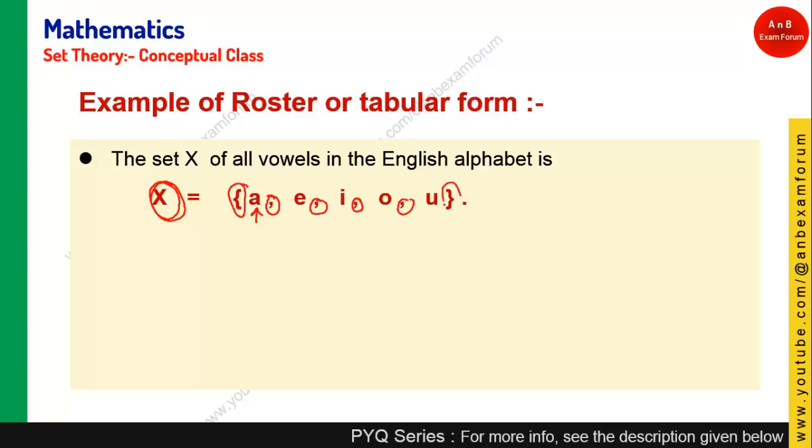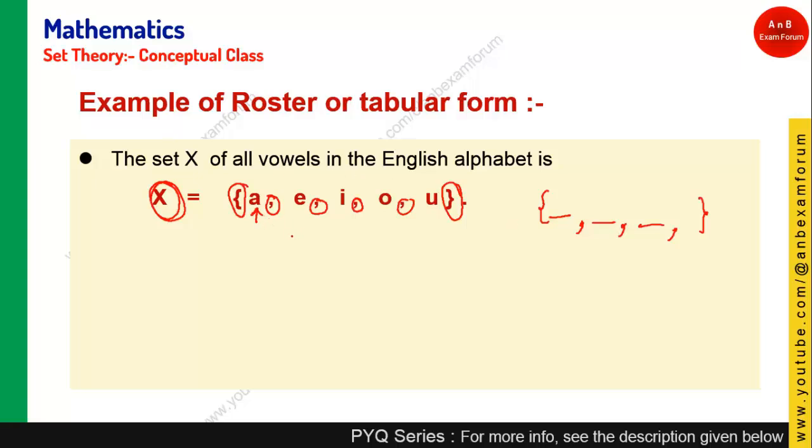So how are you making the set? You put some braces, and whatever the members inside the set, you separate them by commas. So this is one representation of a set. You can represent the set of vowels using this roster tabular form.